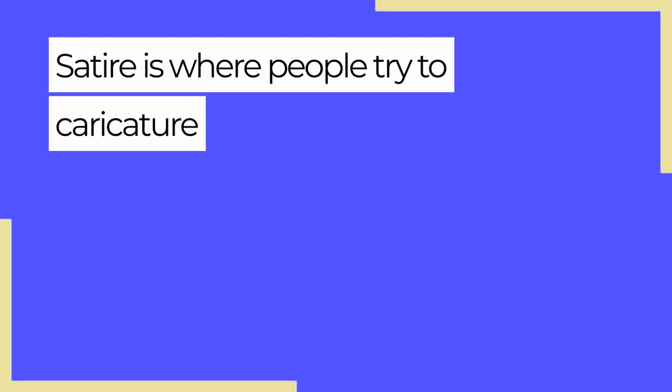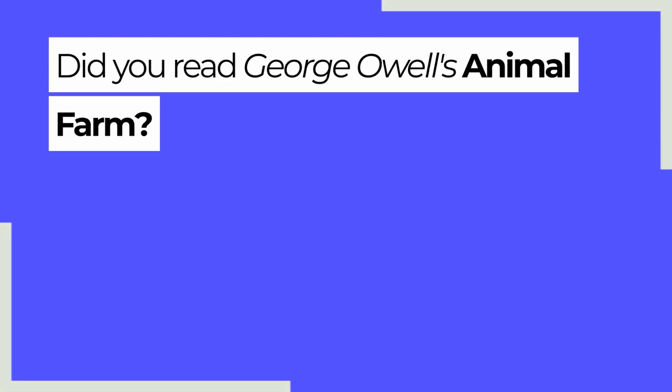Another genre is humor and satire. You must have read joke books. Satire is where people try to caricature other human beings. For example, sometimes they're portrayed in larger than life ways. Did you read George Orwell's Animal Farm? You must have read it.